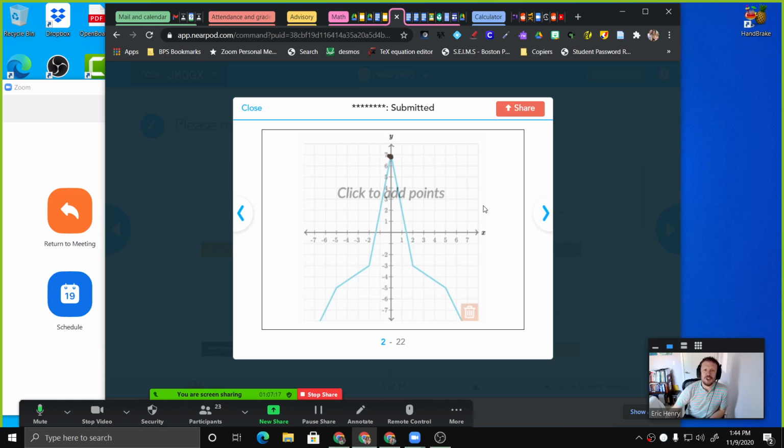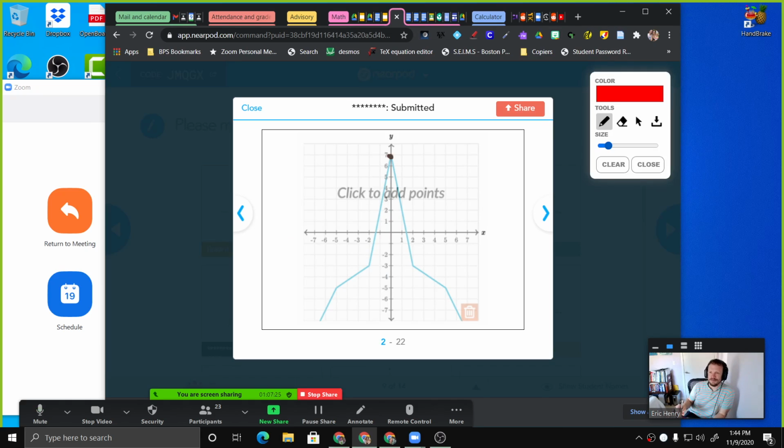And we have a submission here. We are trying to find relative maxima. Maxima, M-A-X, I don't even know how to spell it. Maxima is just a fancy way of saying maximums with an S at the end.